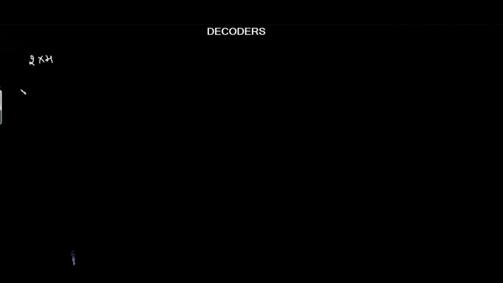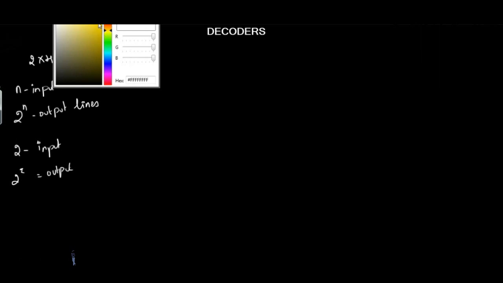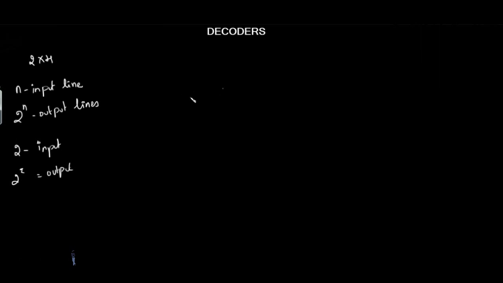So as you know, decoders have n input lines to handle n bits, and 2 to the power n output lines. In our case, our decoder has two input lines and 2 to the power 2 output lines. So we'll see how this works. I'll just change the color. This is very simple.